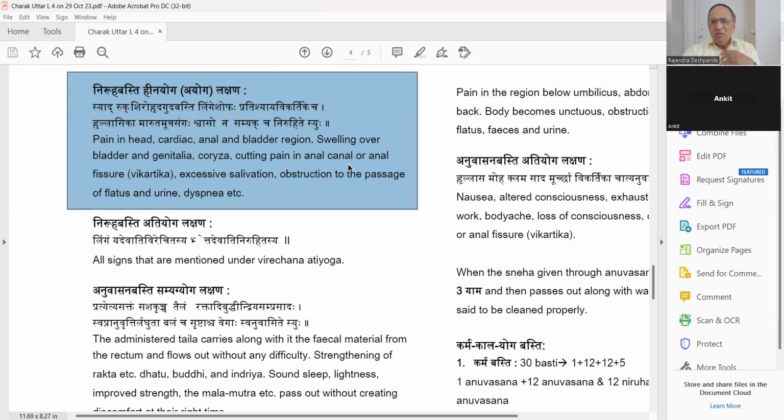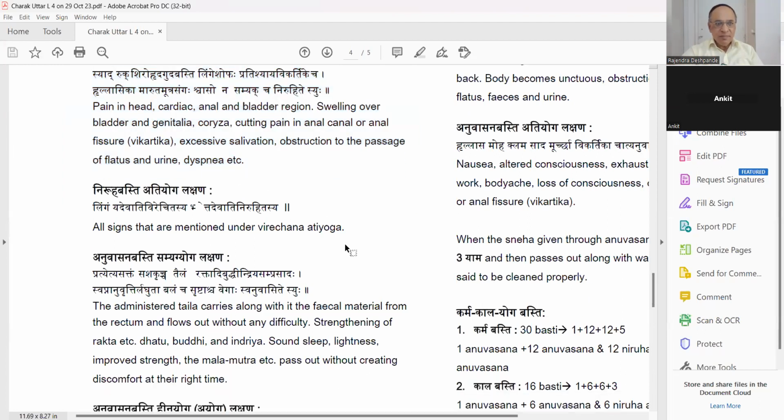Oh my God, sir, very painful. Or anal fissures. It is called parikartika. Here is another word, vikartika, and parikartika are the same. The anal fissure, like small ulcers. Okay, excessive salivation because of ama, obstruction to the passage of flatus and urine, and breathlessness because ama is there, srotorodha is there. So this is not good.